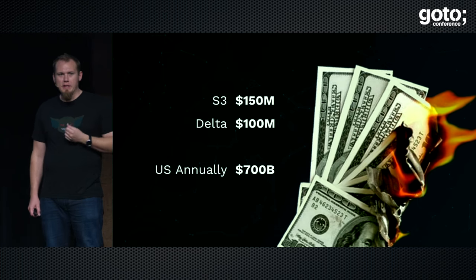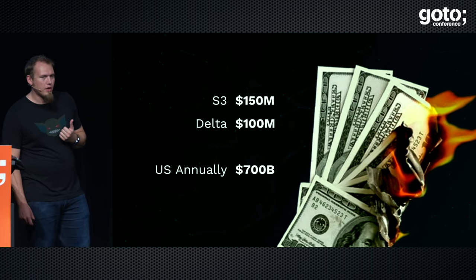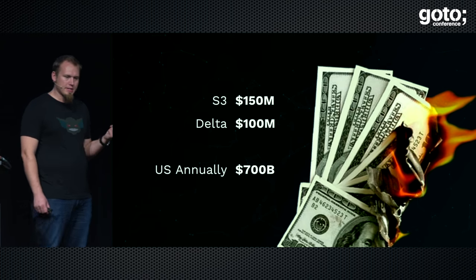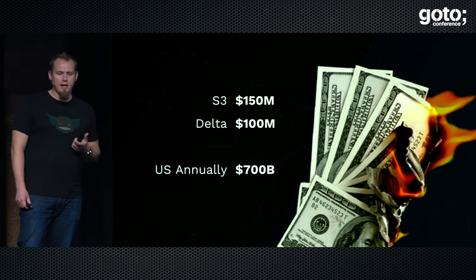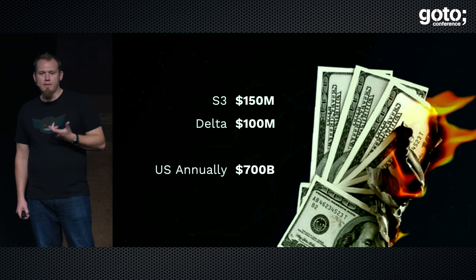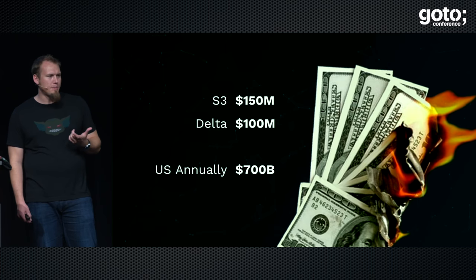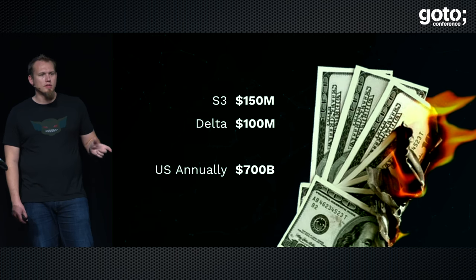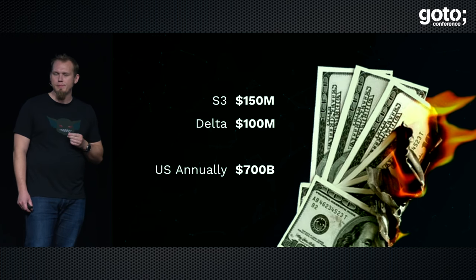Outages are expensive. When S3 failed 2 years ago, it was estimated to cost everyone that wasn't Amazon $150 million. We've had two major airline outages in the past year, British Airways and Delta. Both were $100 million plus in lost revenue and in impact. In the US, it's estimated to be $700 billion lost due to outages and downtime. There's a good metric, but I think a little dated, that estimates that in the data center world, the cost of downtime is $5,000 a minute, or $300,000 an hour.